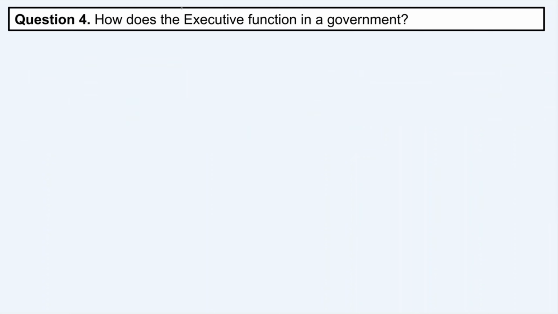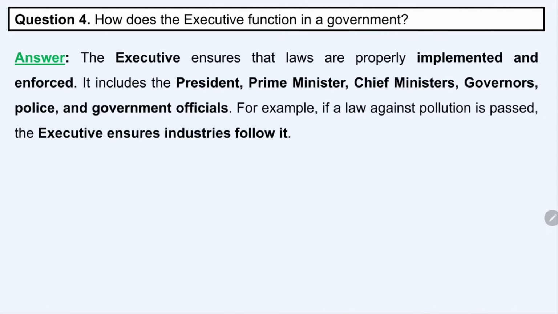Second, we are going to see how the executive functions in a government. The fourth question: the executive ensures that laws are properly implemented and enforced. Those laws which have been made by the legislature are ensured to be properly implemented, enforced and followed properly.